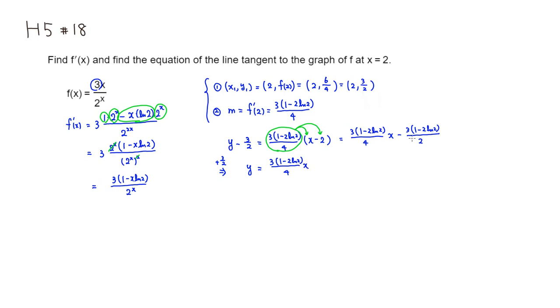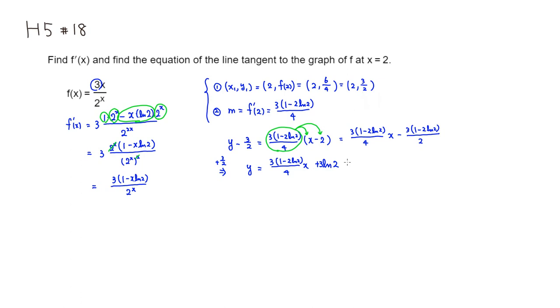Then if you add 3 halves, you can cancel this one out. What's left is going to be minus, and since there's a negative sign, it's going to be a plus, and the 2 and 2 cancel out, so you have a natural log of 2. Actually, I messed it up. There's going to be a 3 there, because the 3 still applies here. So 3 times natural log of 2.